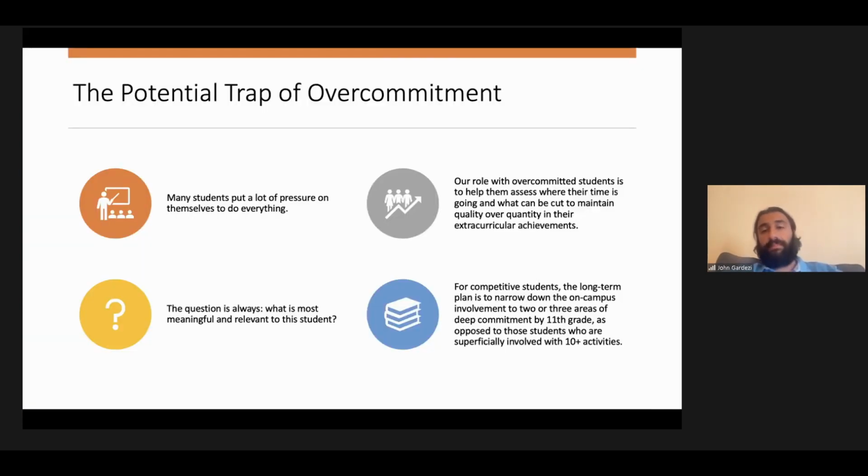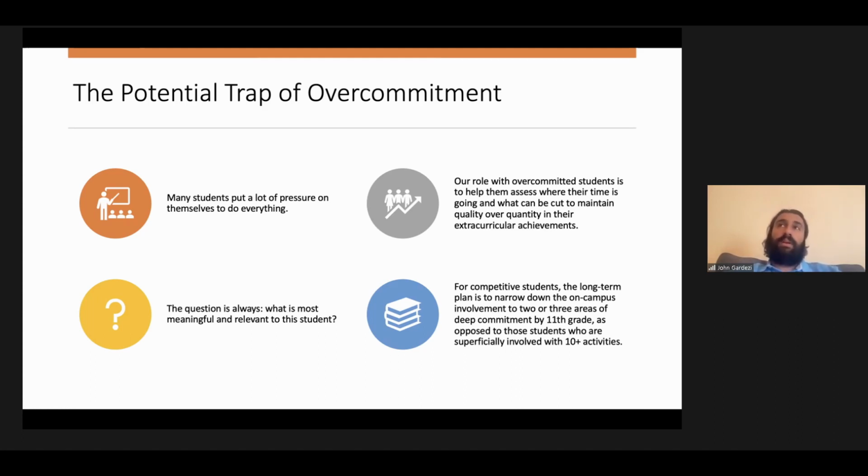Now, there's always the potential trap of overcommitment. Many students put a lot of pressure on themselves to do everything, and they focus on quantity over quality. And the key really is to focus on quality over quantity in terms of your academic achievements.